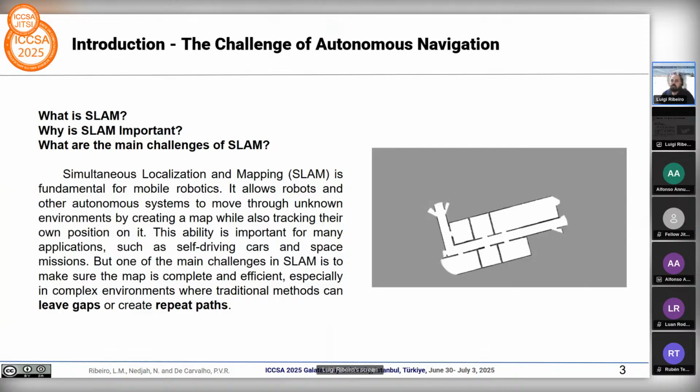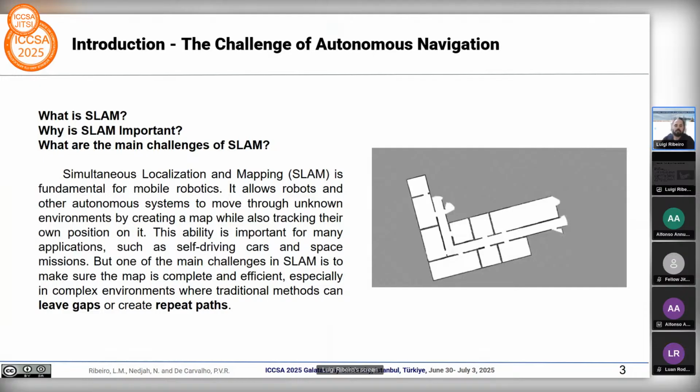But one of the main challenges in SLAM is to make sure the map is complete and efficient, especially in complex environments where traditional methods can leave gaps and produce repeated paths.